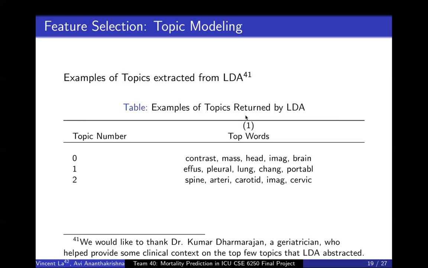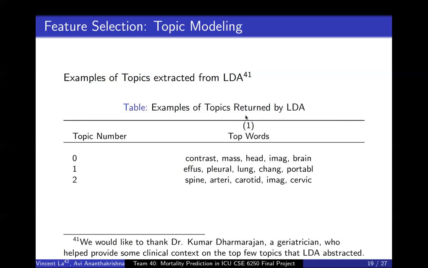So you can see here examples of the topics that are returned by LDA. This first topic has the words contrast, mass, head, image, brain. Here we talked to Dr. Kumar Demarjan, a geriatrician who both me and Avi work with at Clover Health, to provide some clinical context on the topics. Contrast, mass, head, image, brain: the chart was about a CT scan about brain cancer. And so that was really interesting.